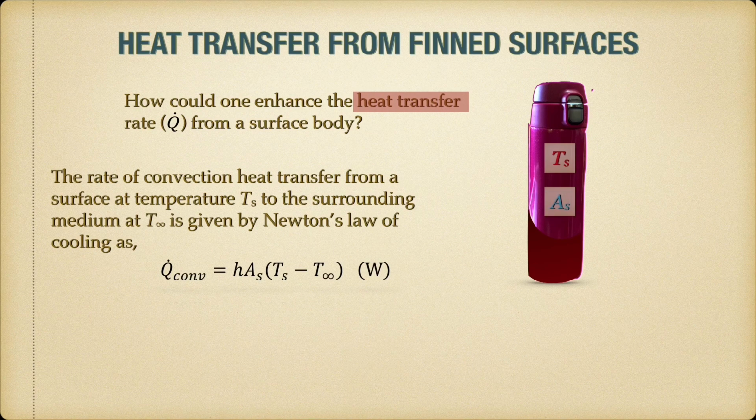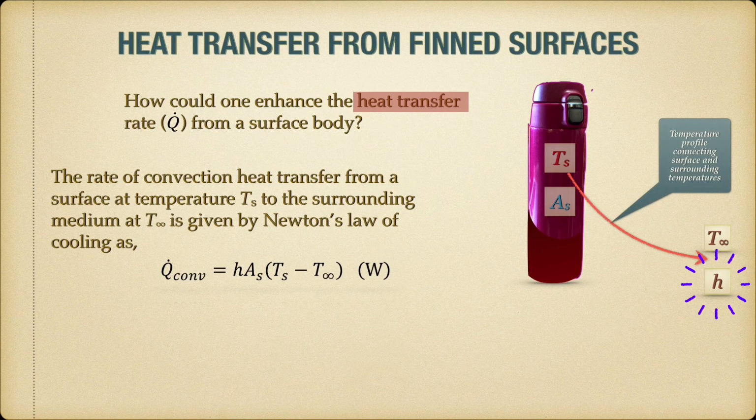Based on Newton's law of cooling, when design considerations fix the surface temperature and surrounding temperature, there are two ways to increase the heat transfer rate, either by increasing the convection heat transfer coefficient h or increasing the surface area.